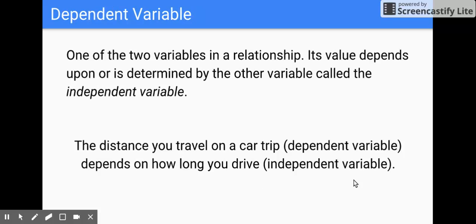Dependent variable. One of two variables in a relationship, its value depends upon or is determined by the other variable, called the independent. So the distance you travel on a car trip depends on how long you drive. So the dependent variable is the distance you travel. It depends on how long you travel in the car, the independent.